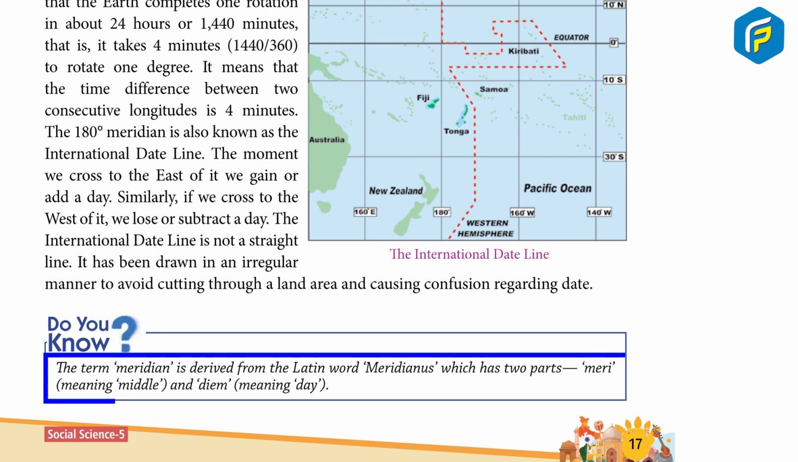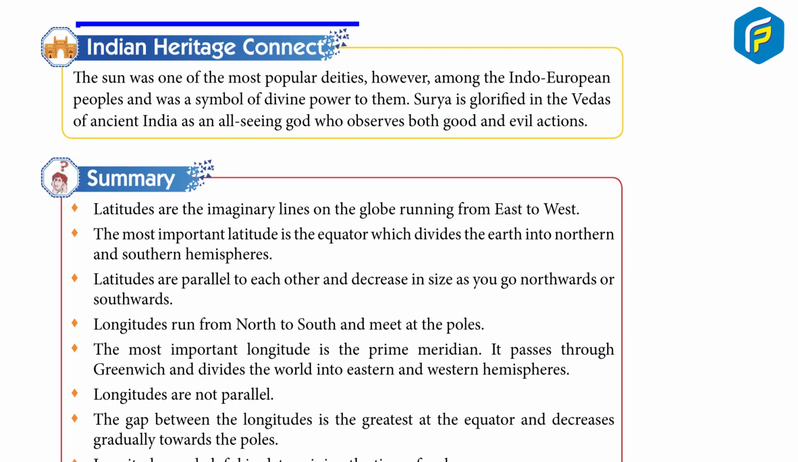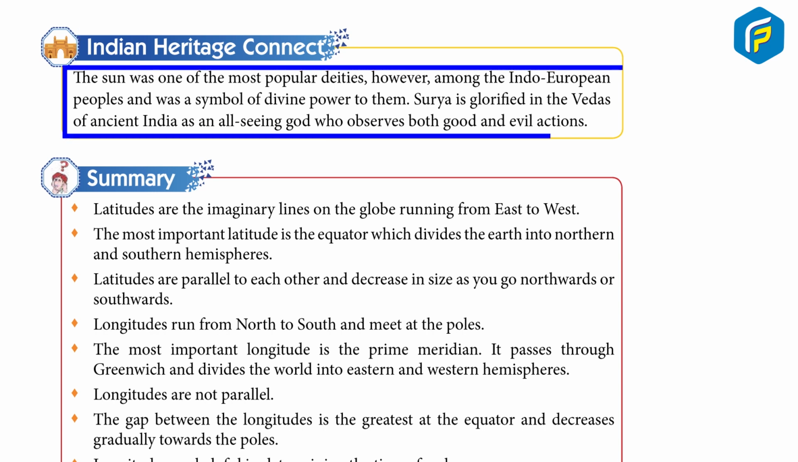Do you know? The term meridian is derived from the Latin word meridianus, which has two parts: meri meaning middle and diem meaning day. Indian Heritage Connect. The sun was one of the most popular deities among the Indo-European peoples and was a symbol of divine power to them. Surya is glorified in the Vedas of ancient India as an all-seeing god who observes both good and evil actions.